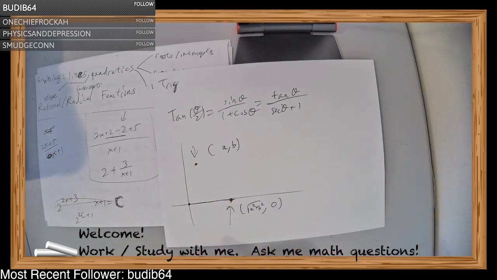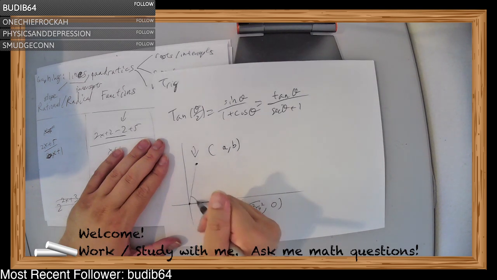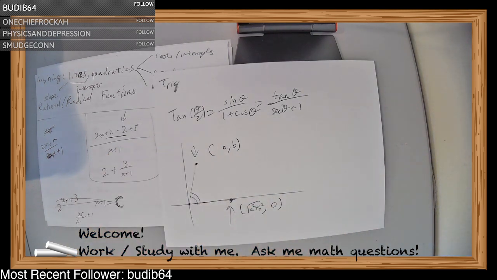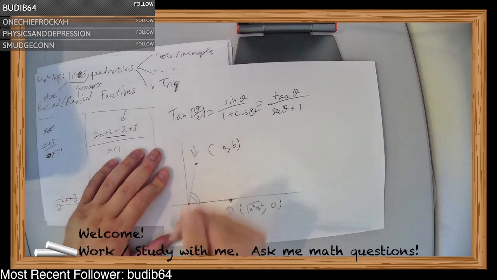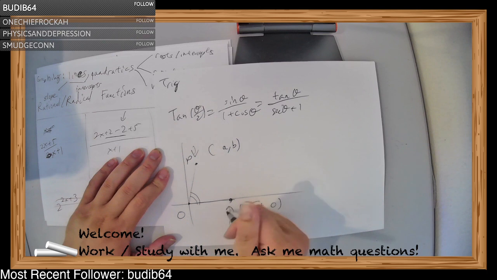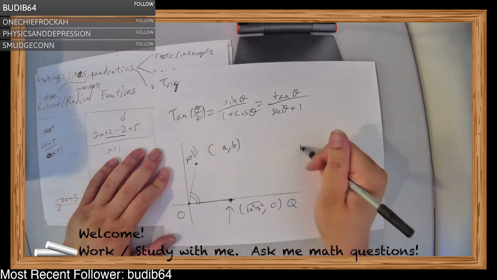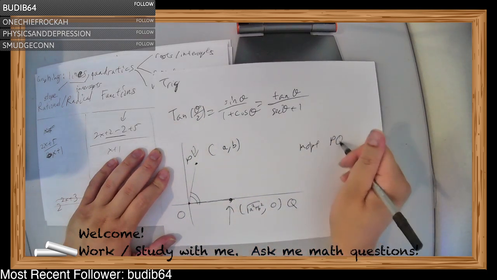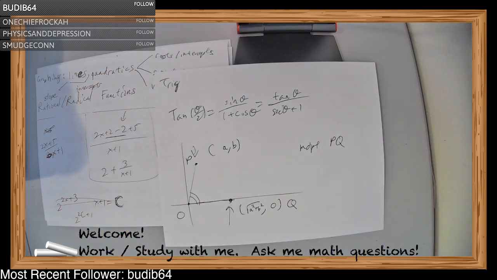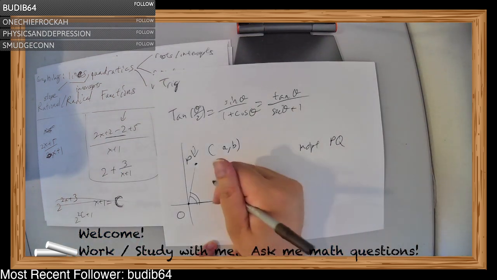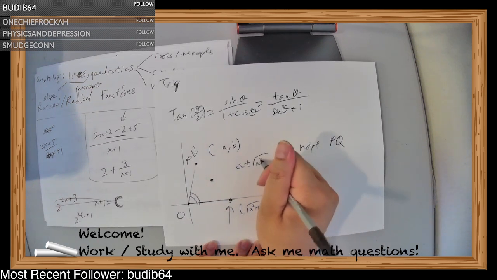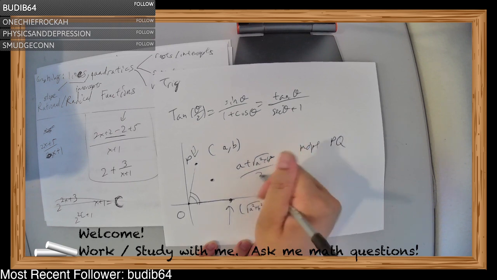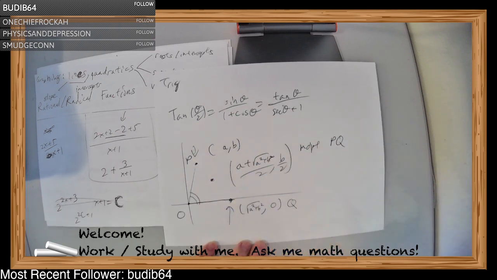Okay, so if I connect these two, I form an angle. Fair enough. What I want to do here is find the midpoint between, we'll call this O, this will be P and Q. I want to find the midpoint of PQ, which isn't too bad, hopefully. It is here: a plus square root of a squared plus b squared over 2, b over 2. And that is the coordinate of the midpoint.